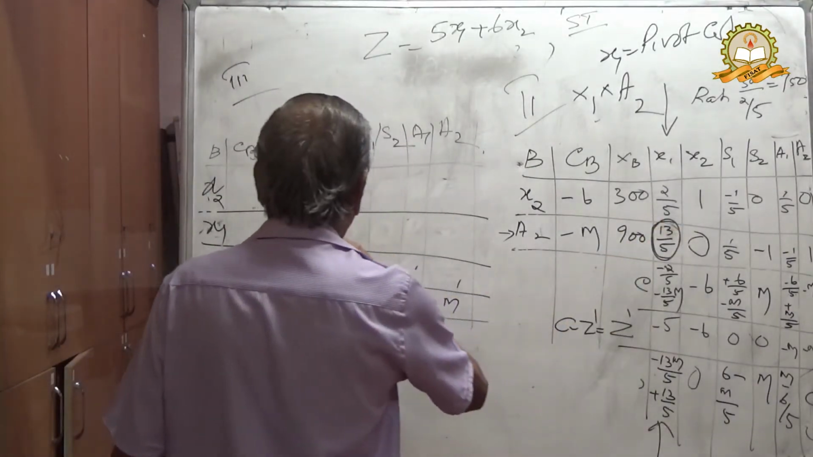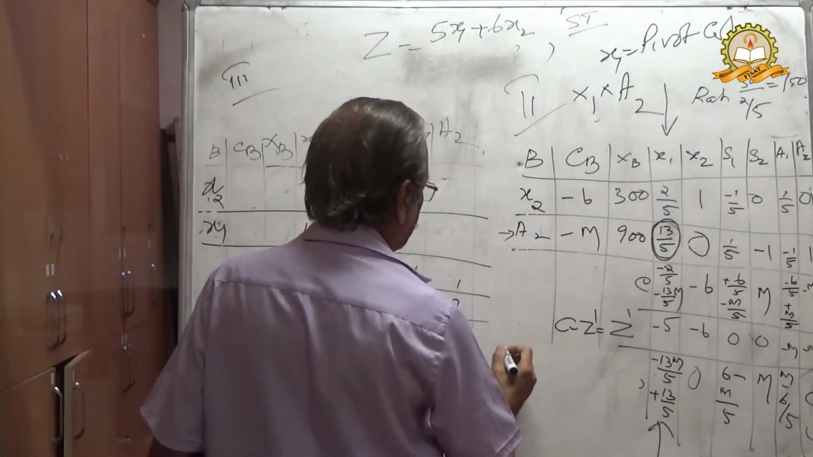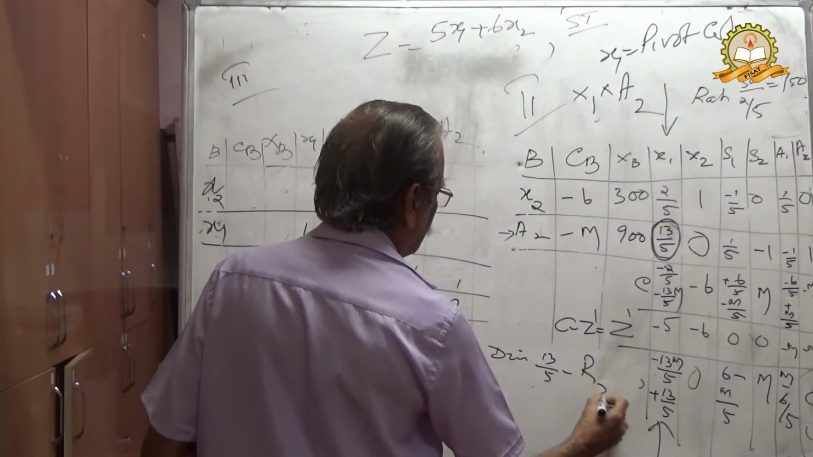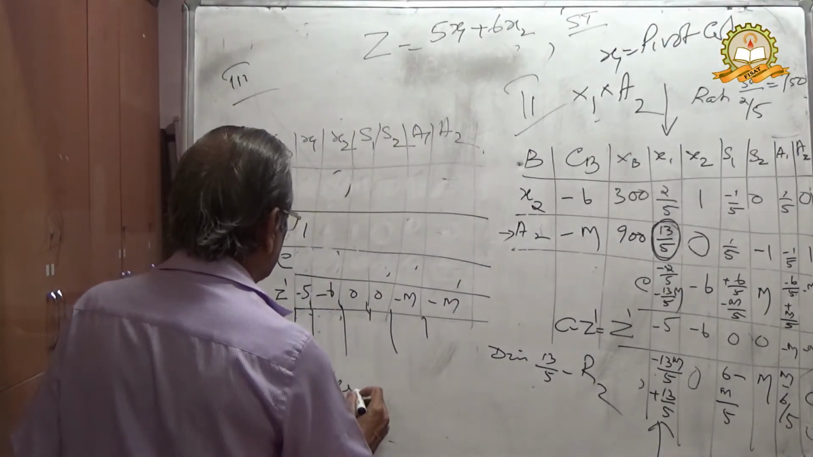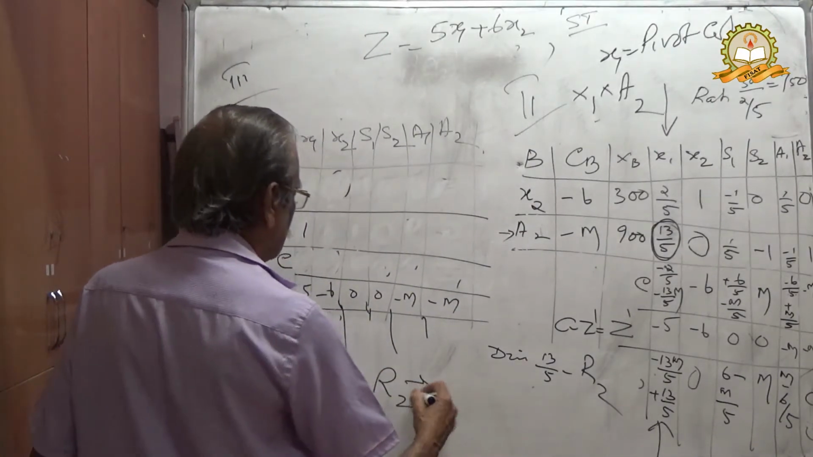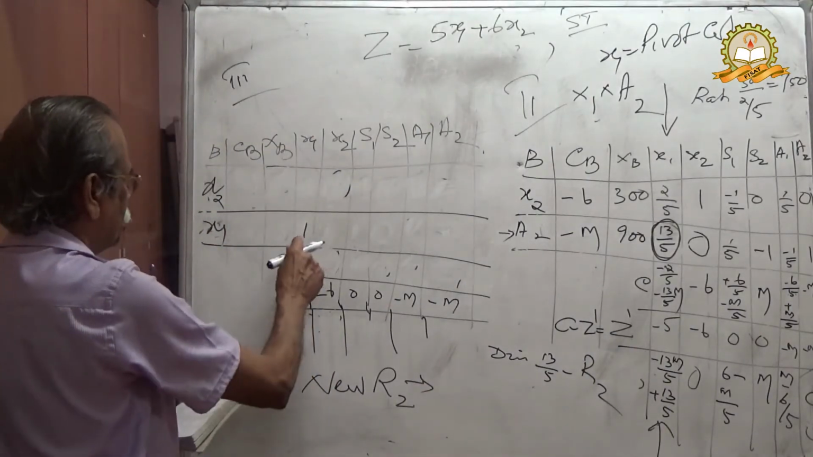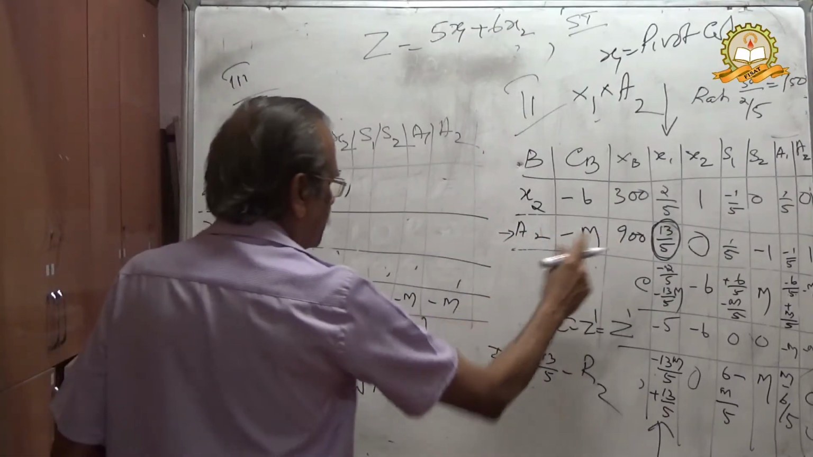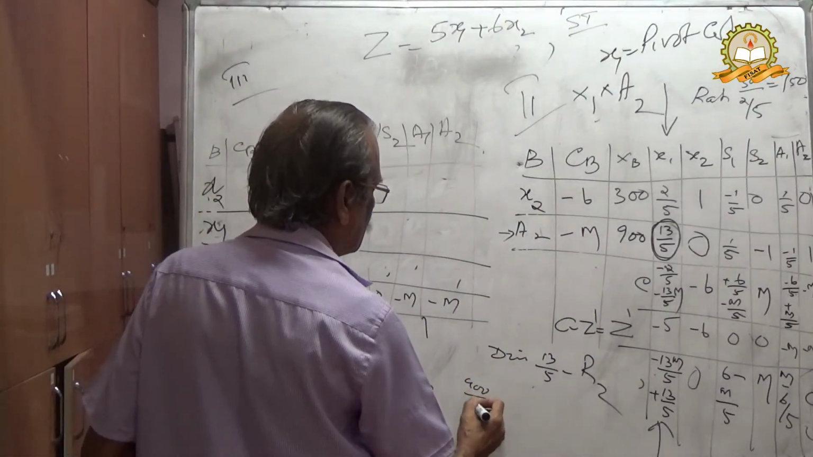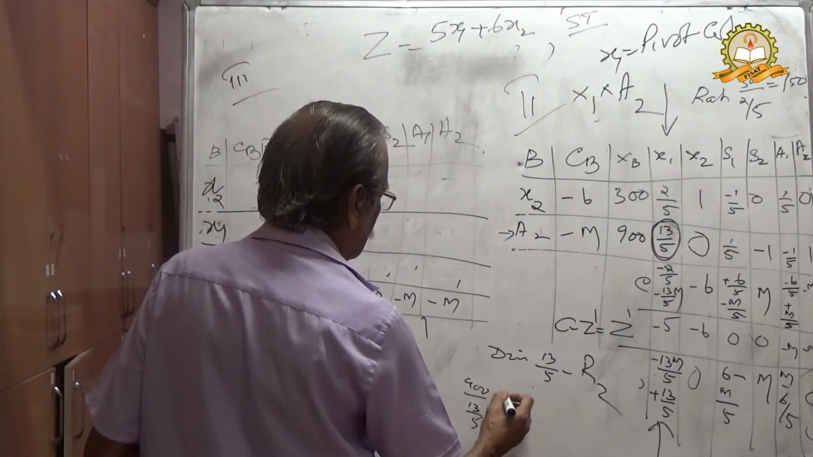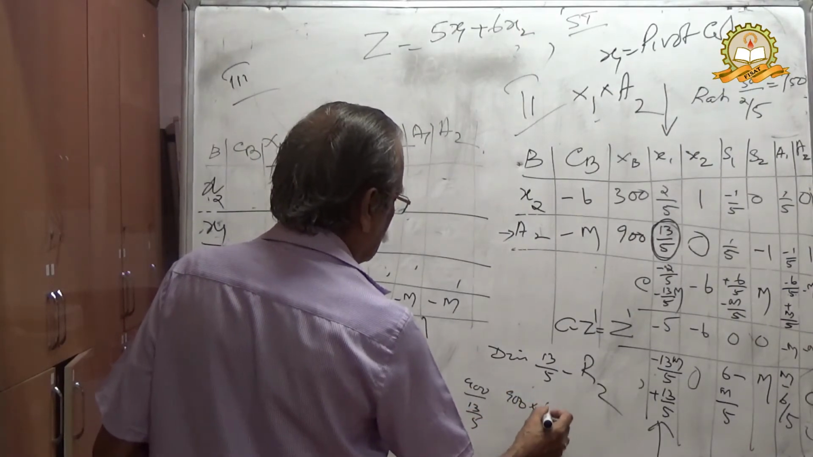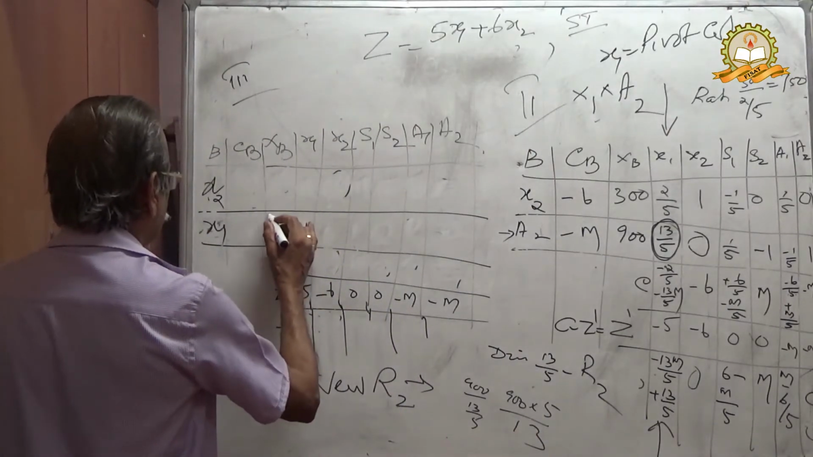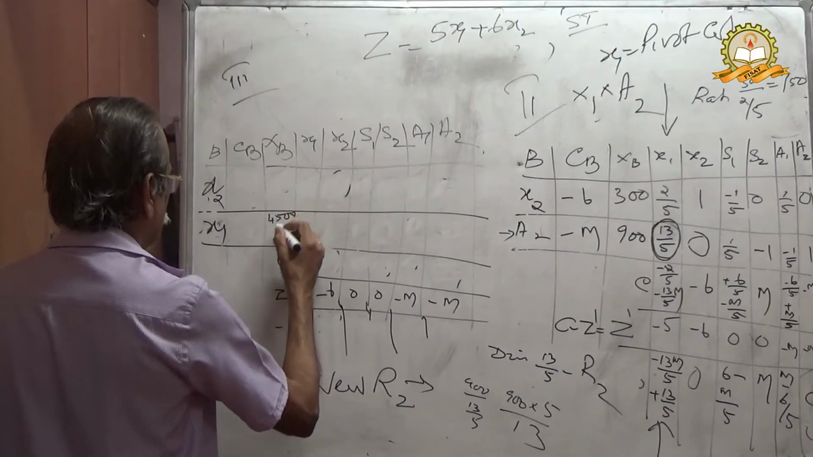Therefore this becomes 1. Under x2, divide by 13 by 5, row 2. Therefore new row R2 will be, under x1 you can write number 1. Then under xb you can write 900 by 13 by 5. Means 900 into 5 by 13 equal to 4500 by 13.